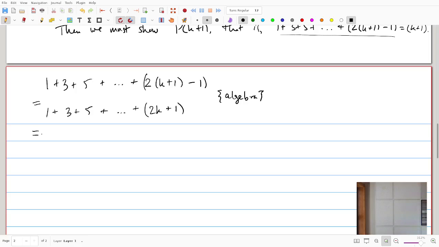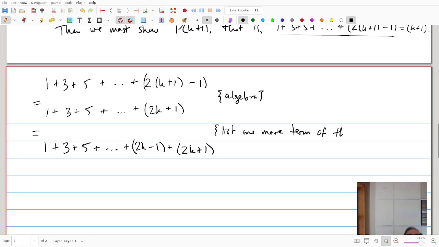Now one thing that we should note at this point is that I'm adding up a whole bunch of odd numbers. I'm starting at 1, and I'm adding all the odd numbers up to 2k plus 1. What's the odd number that comes right before 2k plus 1? 2k minus 1, right? So just 2 less. And really, the previous odd number is kind of there implicitly in this dot, dot, dot. I'm just going to write it explicitly. So it's already there. I'm not adding anything. So 2k minus 1 plus 2k plus 1. We're just going to list one more term of the dot, dot, dot.